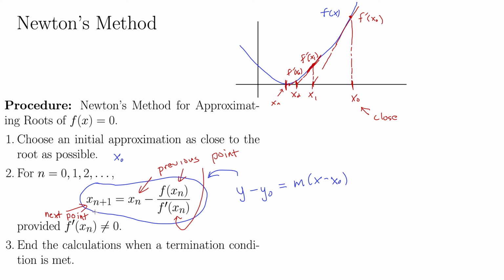So once you find the next point, so to speak, that becomes the previous point, and you run it through it again, find a new point. Take that point, plug it back in, find a new point. Take that point, plug it back in, find a new point, and so on. When do you stop? Well, on to step 3, in the calculations when a termination condition is met, such as 2 points in the iteration agree to, say, 5 decimal places, or something reasonable.